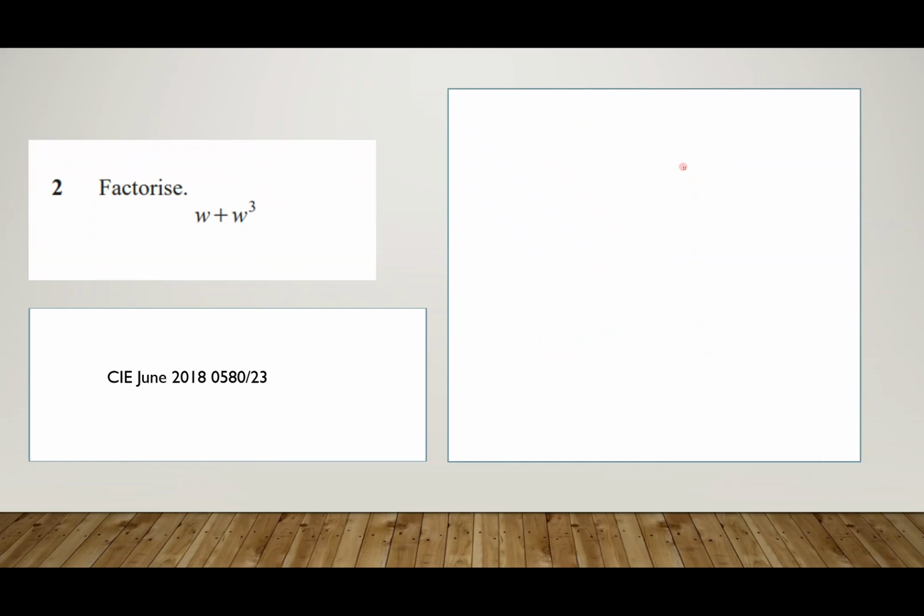This next example comes from the CIE June 2018 paper. It might perhaps look a little bit easier to some of you, but there's still a tricky element to it. The first thing we're going to do is identify our common term. So I've got a w and a w cubed. So in this case, I've just got the common factor of w.